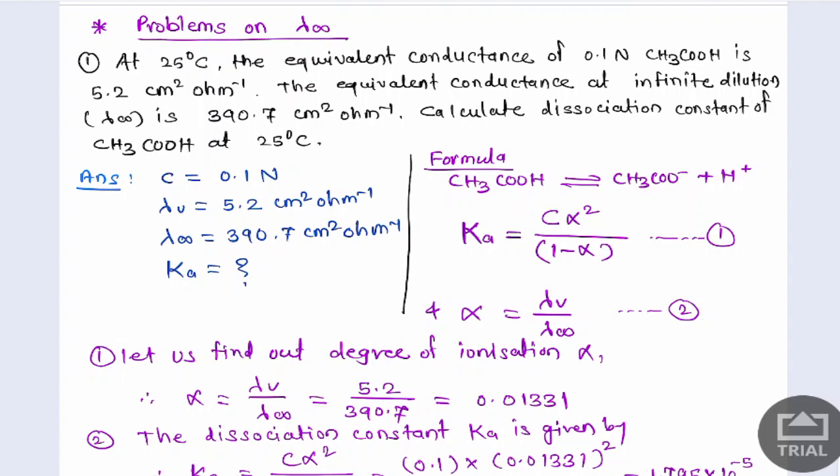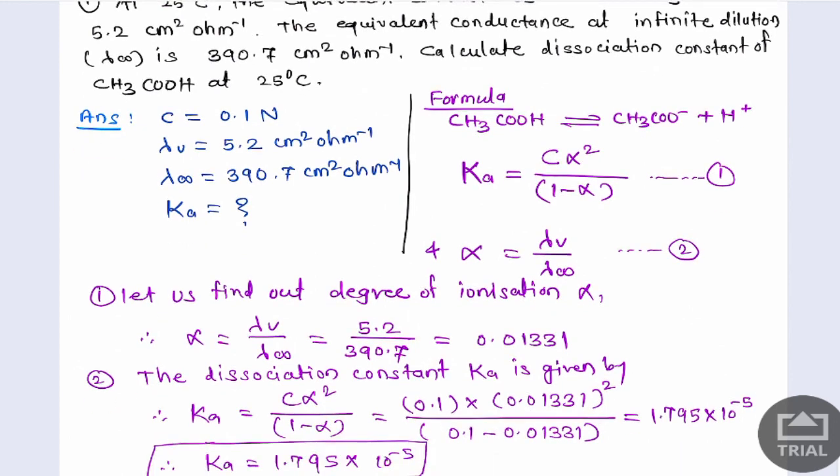acetic acid. Now the formula. Acetic acid dissociates as acetate ion and H plus ion, so the dissociation constant is given by Ka equal to C alpha square upon 1 minus alpha, where alpha is called the degree of dissociation, which is equal to lambda V upon lambda infinity. Now let us find the degree of dissociation, alpha, equal to lambda V upon lambda infinity.